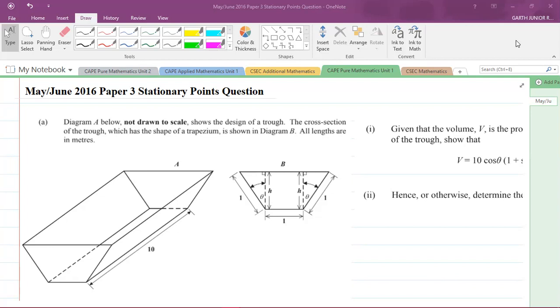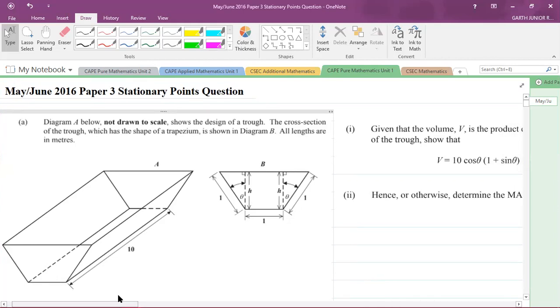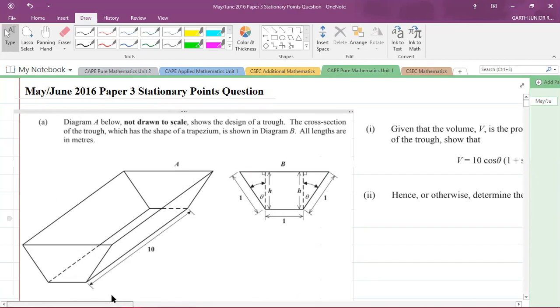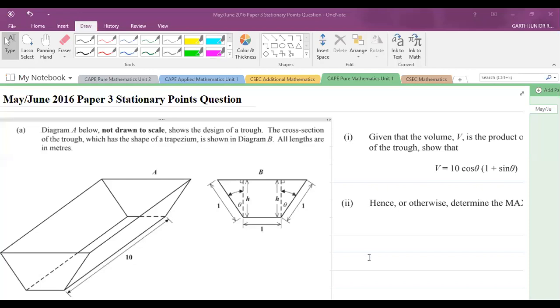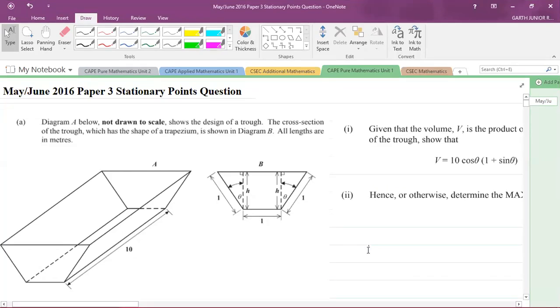So we have a calculus question here, and I have to say that it is one of the most difficult calculus questions I have ever seen CXC put on the pure math paper. I think this is the most difficult question I've ever seen them put on a Pure Mathematics paper for Unit 1. To the left, it says diagram A.